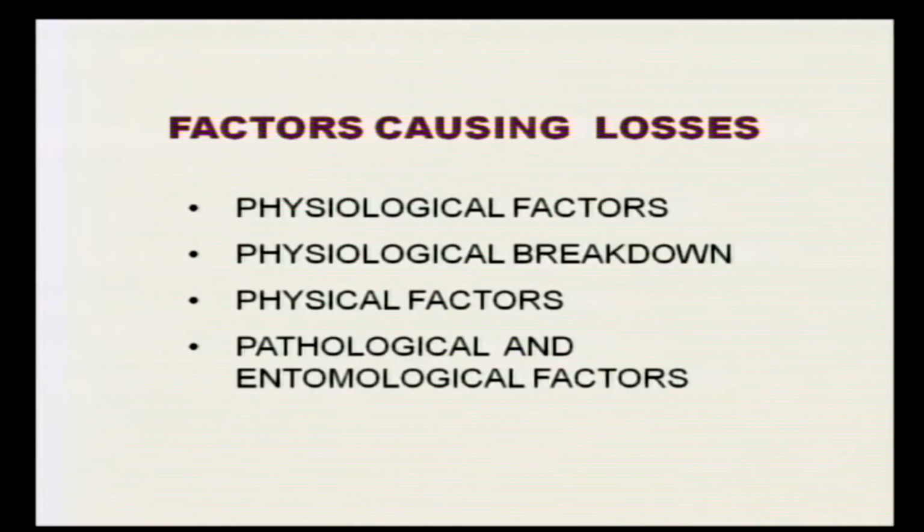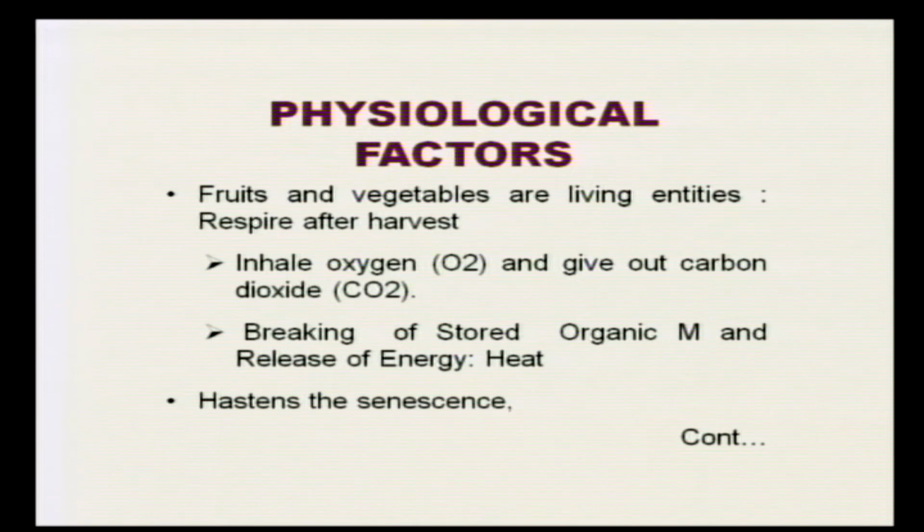So we have established what the need is, and the main thing is how to control the losses, which is the focus point. Now, what are the factors causing the losses? First are physiological factors, then physiological breakdown, physical factors, and then pathological and entomological factors. Let us take the physiological factors first. As we mentioned, fruits and vegetables are living entities. They respire after harvest, just like a human being.